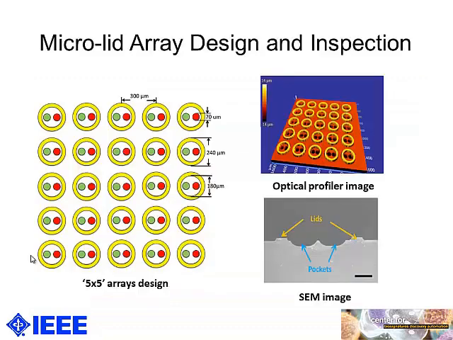So this on the left is the 5x5 array we designed. The pitch is 300 micrometers, and the diameter of each pocket is 70 micrometers. And on the top right are the 3D images from the optical profiler. And at the top are the scanning electron microscope images to show the cross-section views of the microstructure.